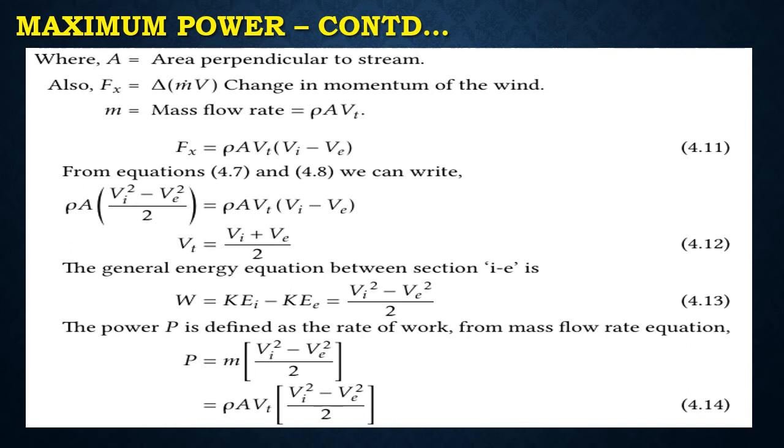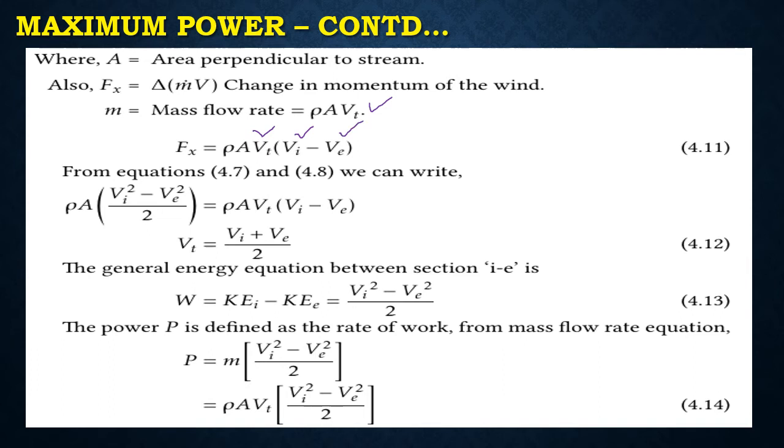As the momentum of the wind changes, that will be converted into axial force, where delta m dot V, m dot is nothing but mass flow rate and V is nothing but velocity. So m dot is rho A into Vt, the continuity equation. Substituting that value of rho A Vt in the Fx equation, we get rho A Vt into the change in velocity, which is initial velocity Vi minus final velocity Ve.